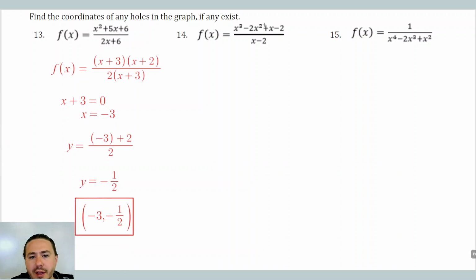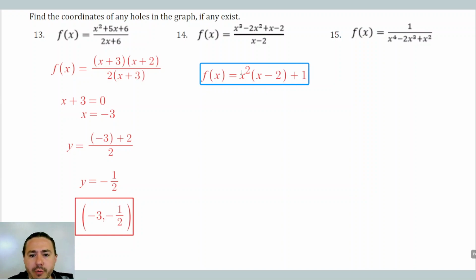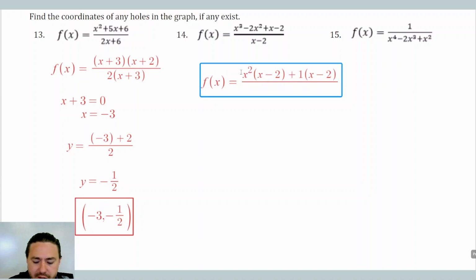For number 14, looks like we've got a cubic that needs to be factored using grouping here because we don't have a GCF to work with. So we can factor out an x out of the first two terms and get, or actually we can factor out an x squared, even easier, out of the first two terms to get x minus 2. And really the only thing we can factor out of the last two terms is 1. So we're going to get 1 times x minus 2 all over x minus 2. The denominator is already prime, so we don't have to factor that.